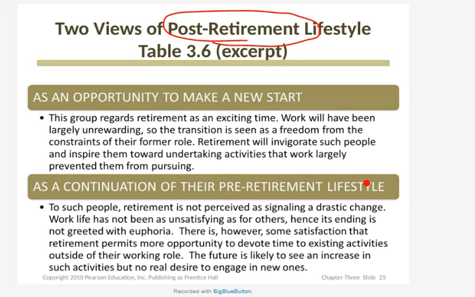So we have two people with the same demographic variables. However, according to their lifestyle, they have a different view of life. Okay. This is also an example to understand.